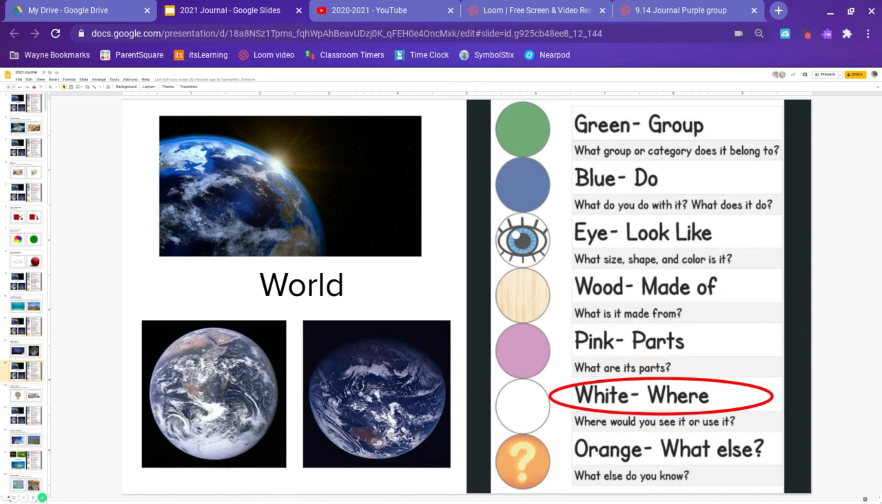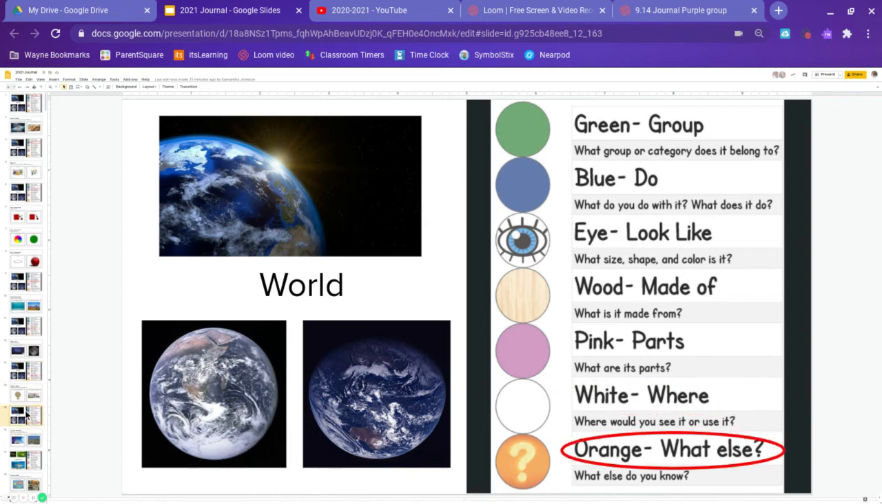All right, guys, so we know that white is where. So where would we see our earth? So think about this. Do we have a small model that we use of the world that we can find different parts of our world on? Where else can we see the world from? Where could we see another world up in the sky from? So think about that. What do scientists use to look at different planets or different worlds?